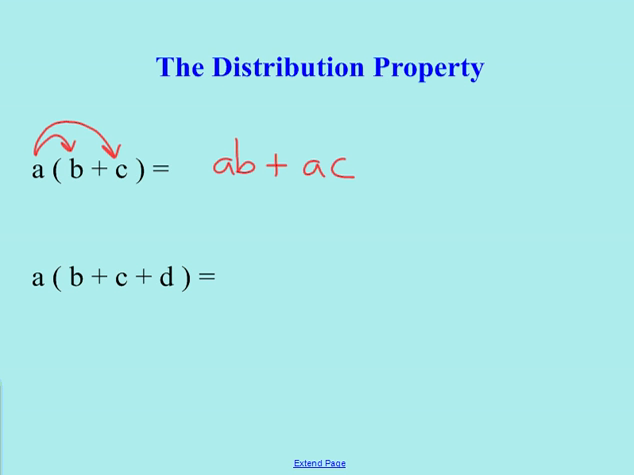Now, if what's in parentheses has more than just two terms, nothing really changes. We have to distribute to all three terms. So in this case, we end up with ab plus ac plus ad.